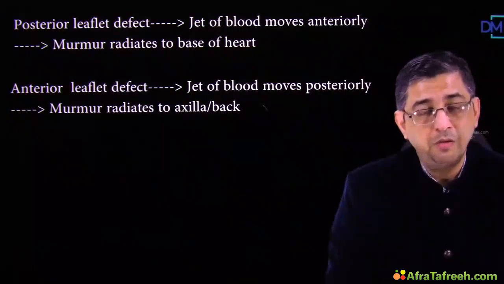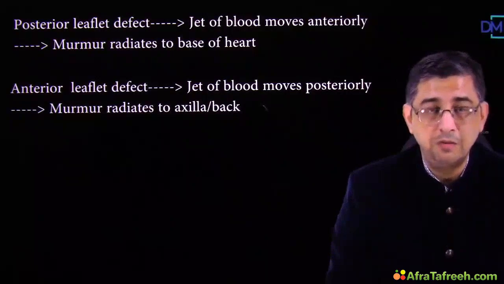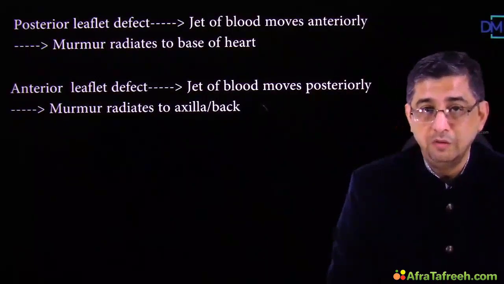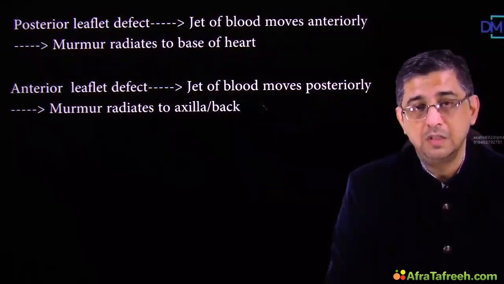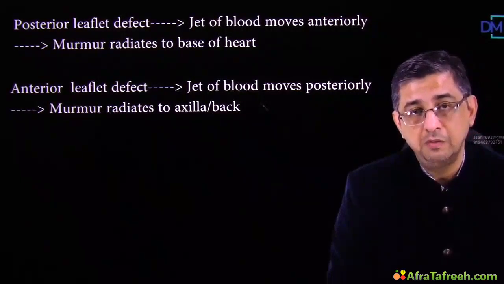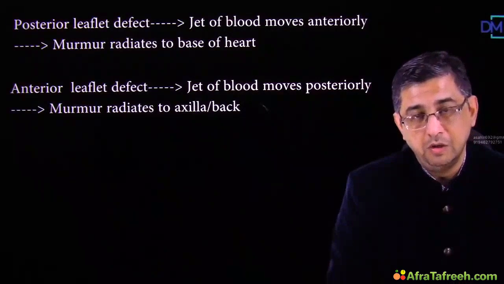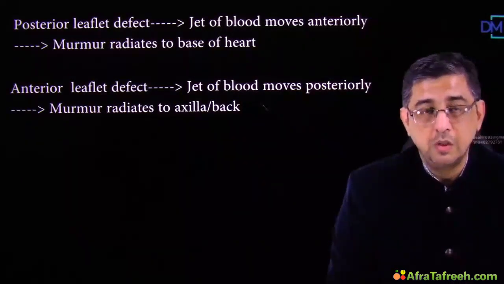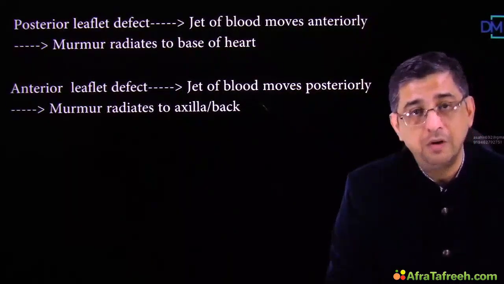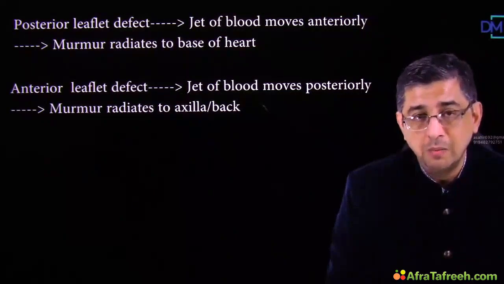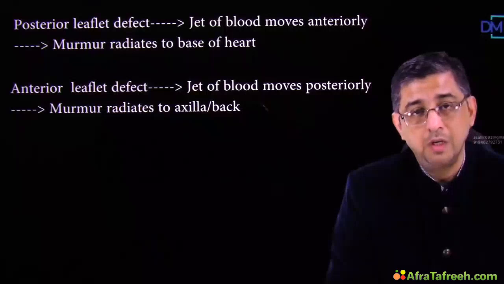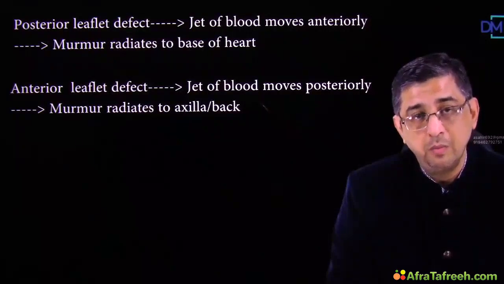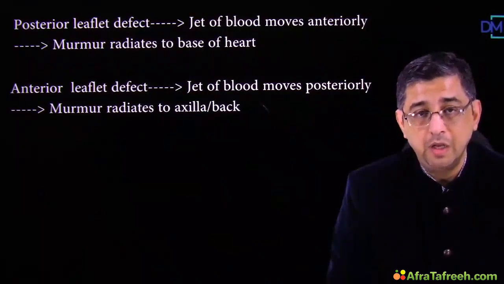I'll repeat that again for you to remember. Posterior leaflet defective, the jet of blood moves anteriorly. Therefore, when you auscultate the patient, the murmur will radiate to the base of the heart. Whereas if it's an anterior leaflet that is defective, the jet of blood will move posteriorly, so the murmur will radiate towards the axilla or to the back. Even if you can't remember that, it doesn't matter, but do remember the statement: posterior leaflet is more commonly involved than the anterior leaflet, so the jet of blood moves anteriorly. That's because of the fluid dynamics impact.